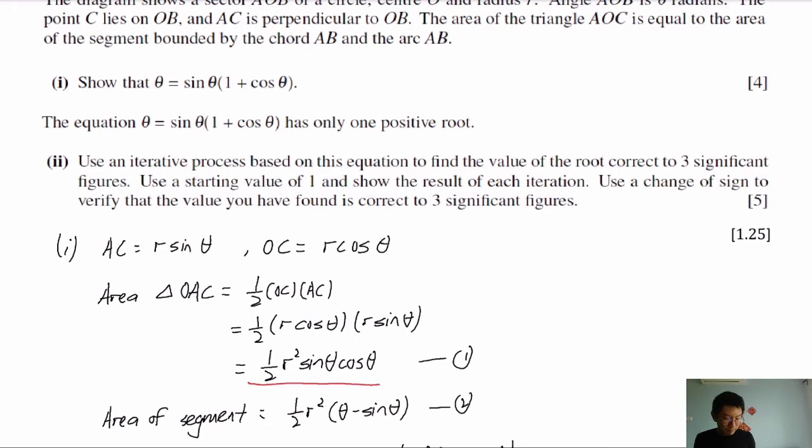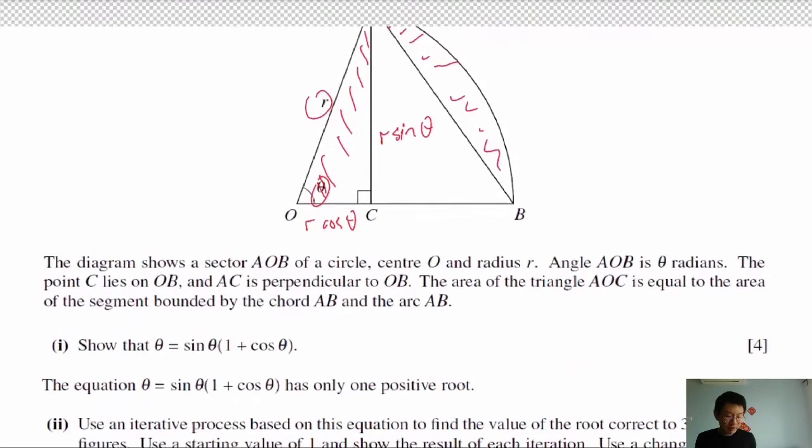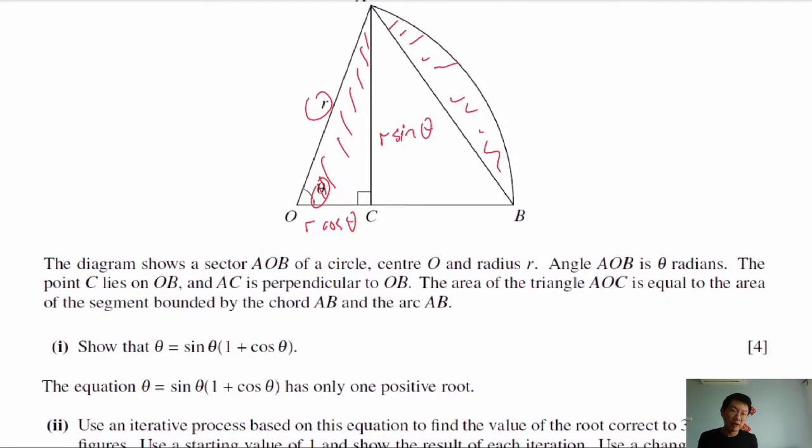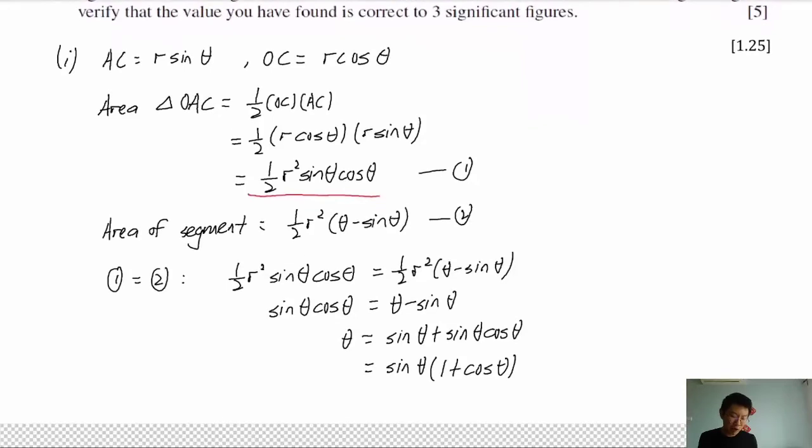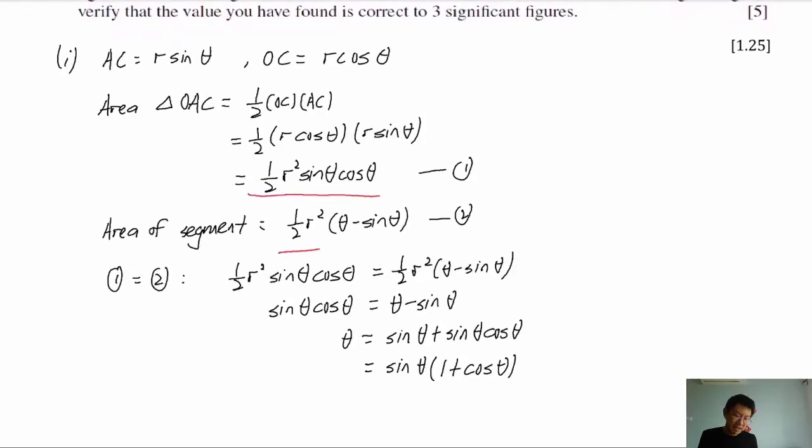Okay, so what about for this segment? For this segment, it is quite straightforward because we have got the angle already. The angle is theta again, and the radius is r. So the area of this segment is given by half r squared in the bracket theta minus sine theta.